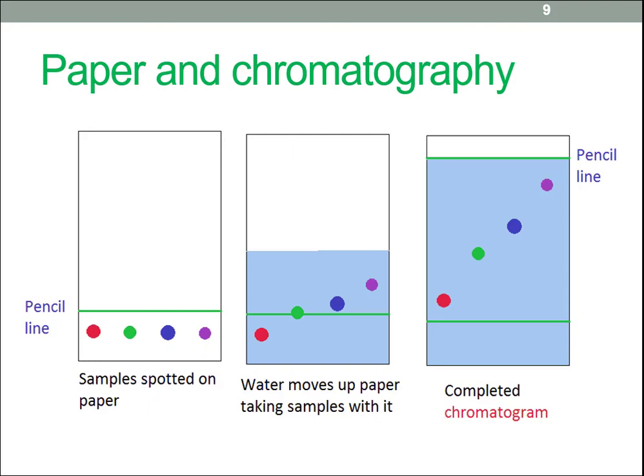This is just a description of how the process works. We start with the samples on the bottom of the piece of paper. The mobile phase moves up the paper, taking the samples with it, and we end up with a completed chromatogram. So we're going to be doing this using the HPLC machine, which does all this for us, in a sense, anyway.